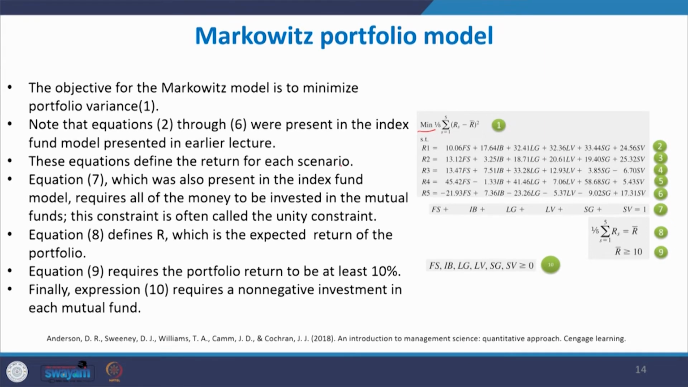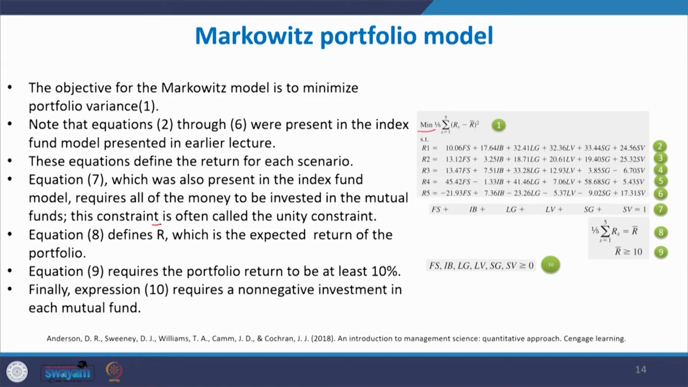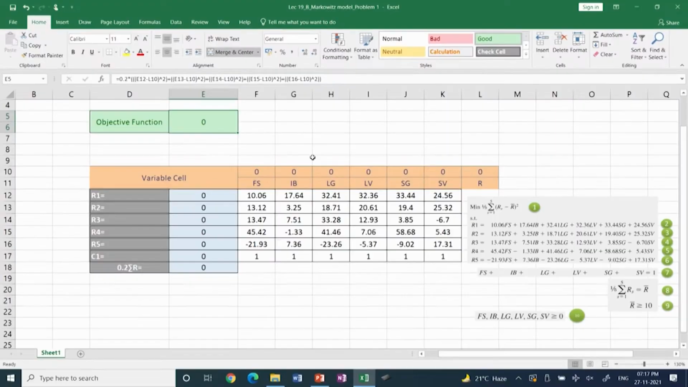Equation 8 defines the average return, expected return R bar, which is the expected return of the portfolio. Equation 9 represents the portfolio return to be at least 10 percent, that is a constraint. Finally, expression 10 requires a non-negative investment in each mutual fund. Now, I am going to solve this problem with the help of Solver, then I will come back to the result. Now, I am going to explain the Excel model of this nonlinear problem.